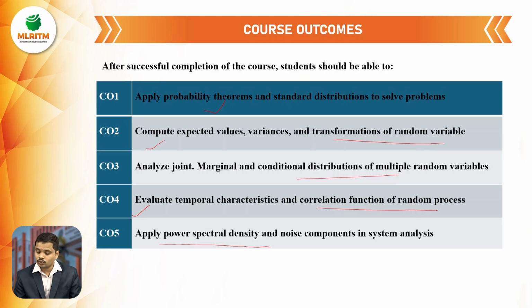I think you already know from +2 level what probability is and how to calculate it by considering a coin, throwing a die, a deck of cards, and different kinds of problems. But here you have to study the introduction to probability again, and then go on to random variables and operations on random variables, and multiple random variables and operations on multiple random variables will also be discussed here, then random process.